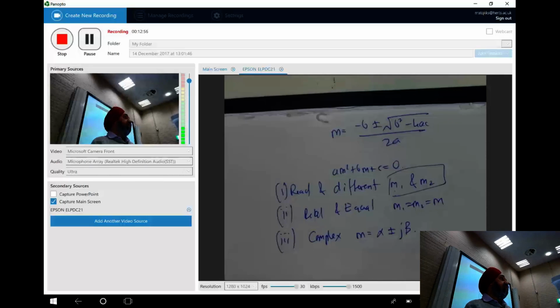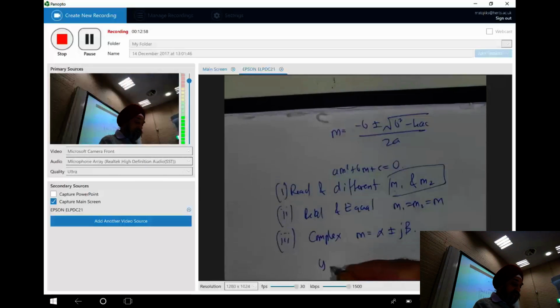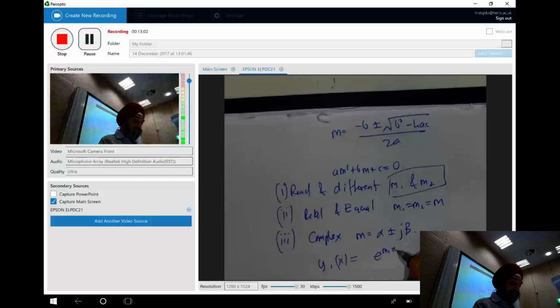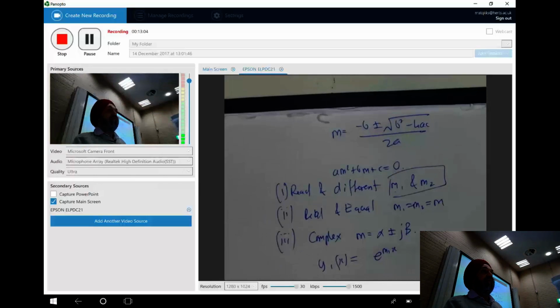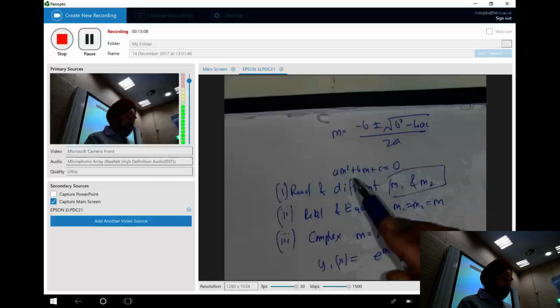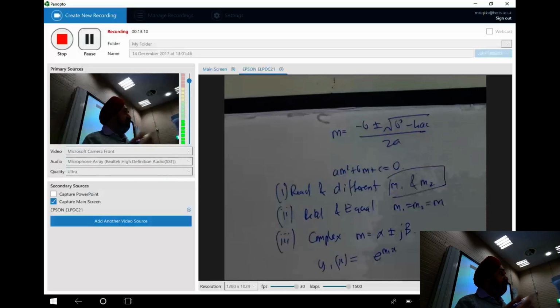One thing you could try is y1(x) equal to e to the m1x. That is going to work, because m1 is a solution. If you put in m1, you're going to get 0. So m1 is definitely going to work.